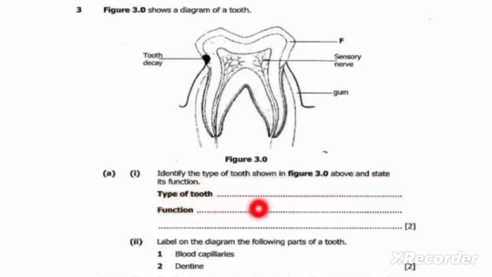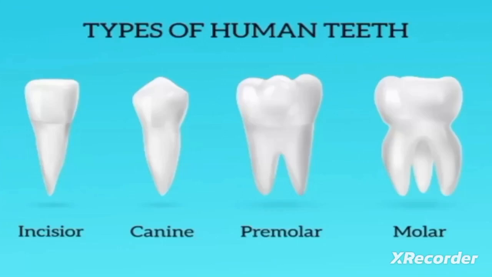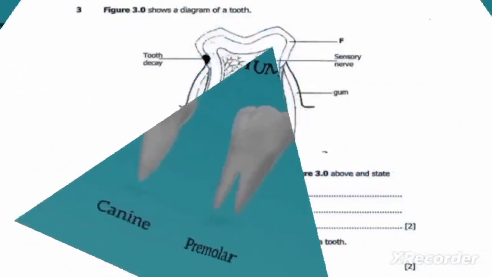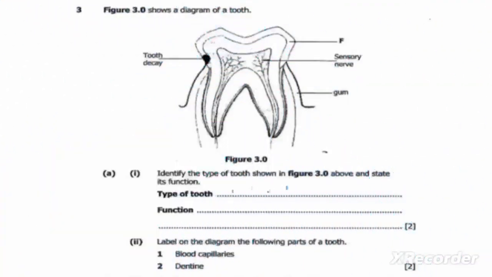Type of tooth. So the type of the tooth shown here, this one is a premolar. Why are we saying this one is a premolar? We can see two roots. We have this root and this one. A molar has three roots. So incisors one root, canine one root, premolar two roots, molar three roots. So this one is a premolar.